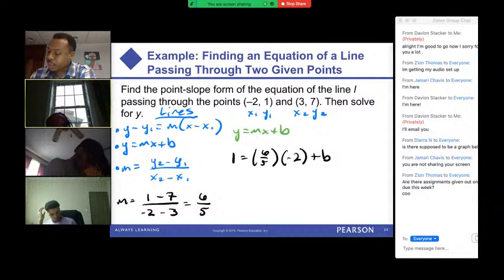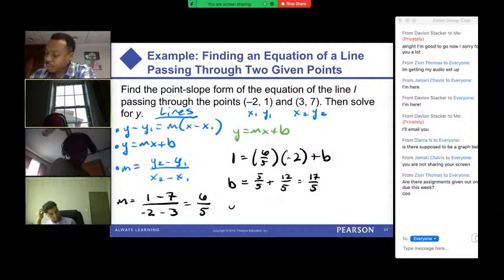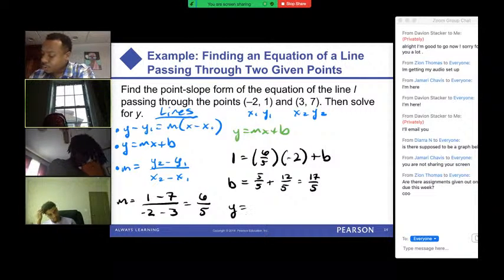Okay, ultimately we get that b equals, that's a negative 12 by 5. So if we're going to add, we're going to have 5 by 5 plus 12 by 5. Again, you can use calculators. I'm just practicing my ability to do this by hand. And we get 17 by 5. Solve for y. So the equation should be y equals 6 by 5x plus 17 by 5.